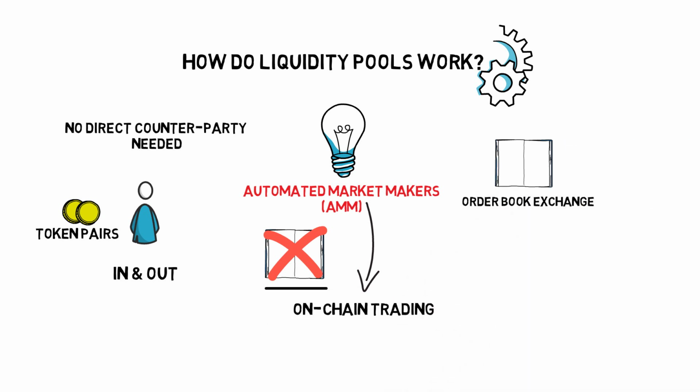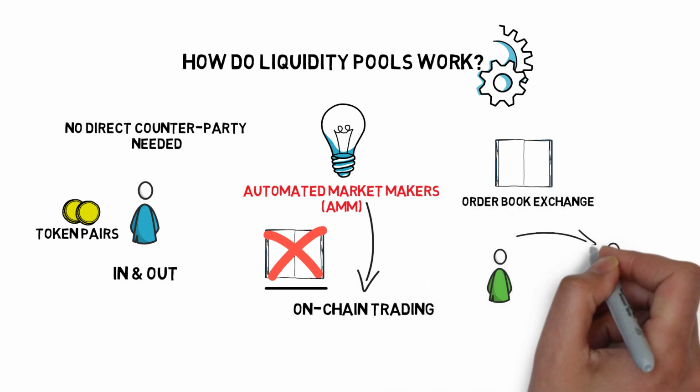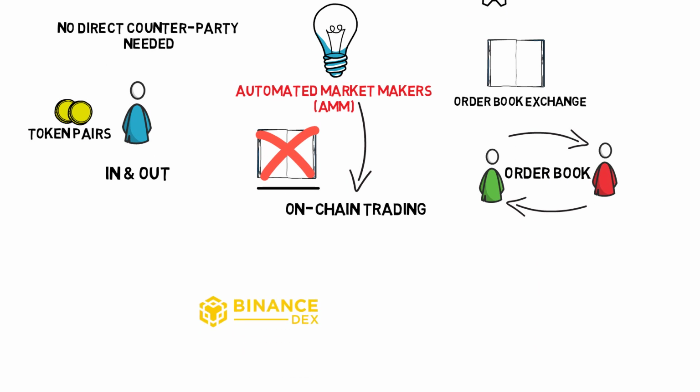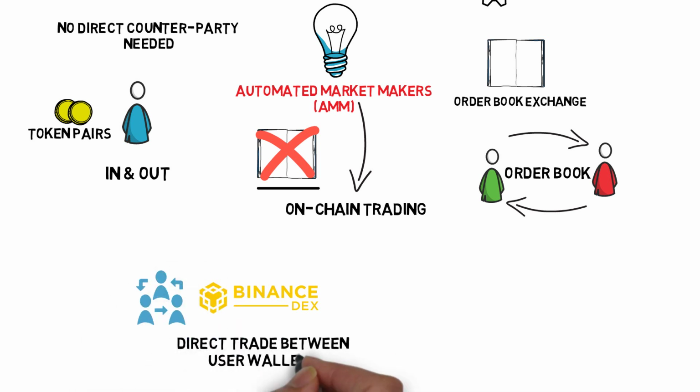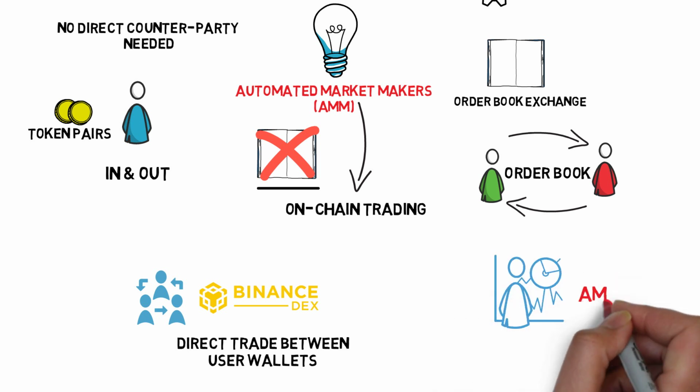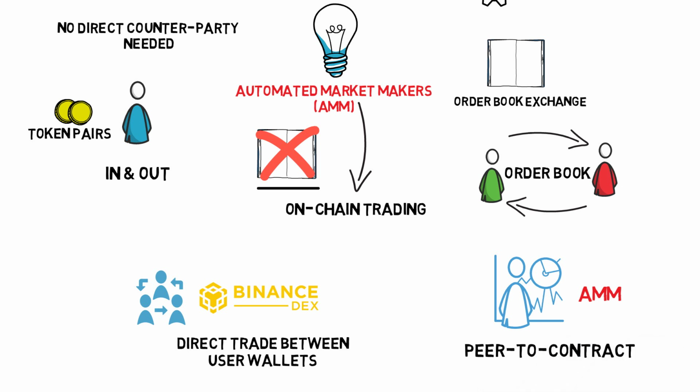You could think of an order book exchange as peer-to-peer, where buyers and sellers are connected by the order book. For example, trading on Binance's decentralized exchange is peer-to-peer since trades happen directly between user wallets. Trading using an AMM is different. You could think of trading on an AMM as a peer-to-contract.